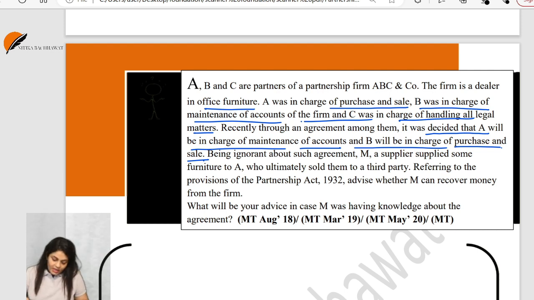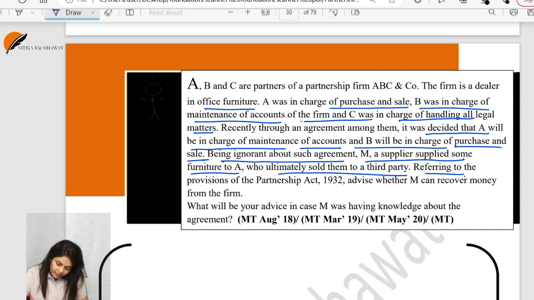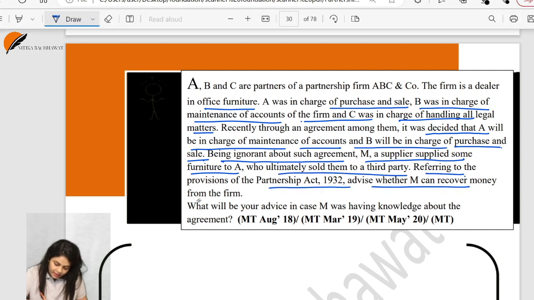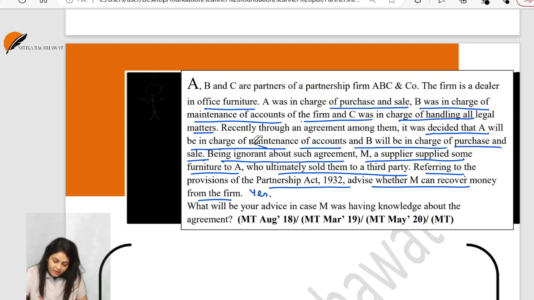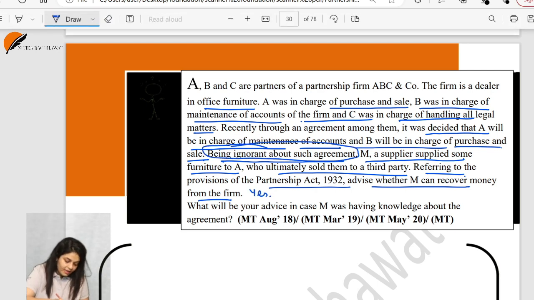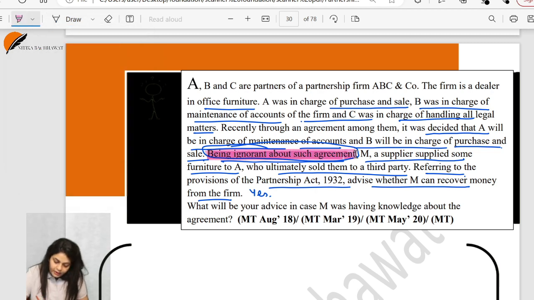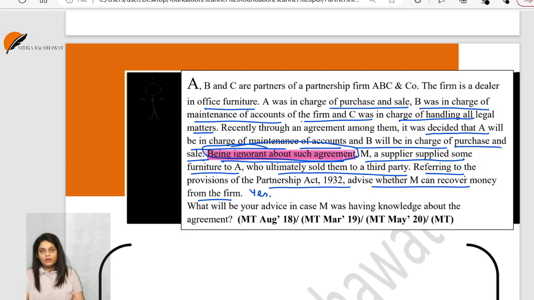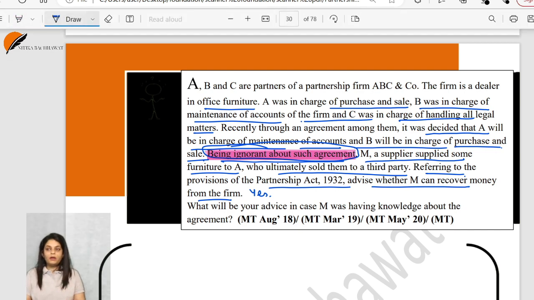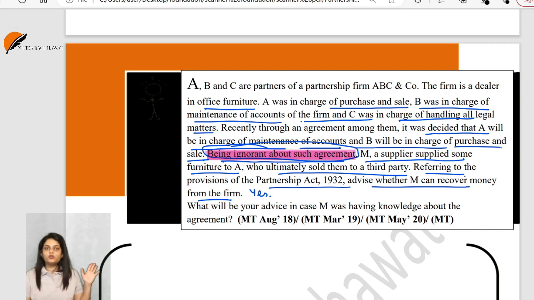Here, being ignorant about such agreement, M, a supplier, supplied some furniture to A, who ultimately sold them to a third party. Referring to the provisions of the act, advise whether M can recover the money. Yes, because he was not aware of it. He was ignorant about the agreement. So since he was ignorant, he can recover the money from the firm. Because if there is any change in the implied authority of a partner and the third party does not know about it, he is not bound by it.